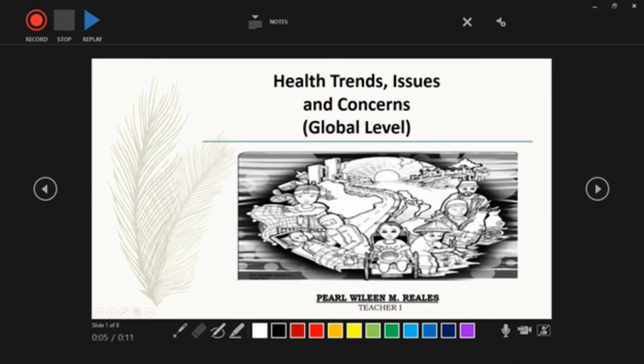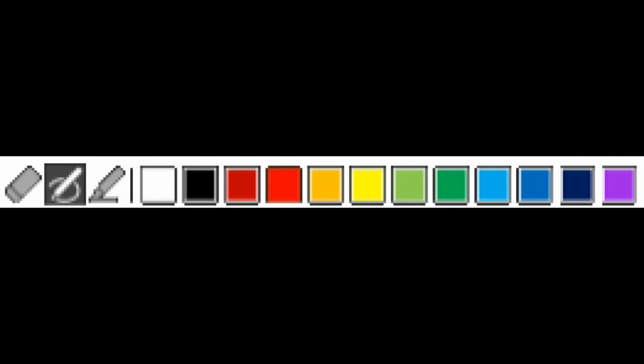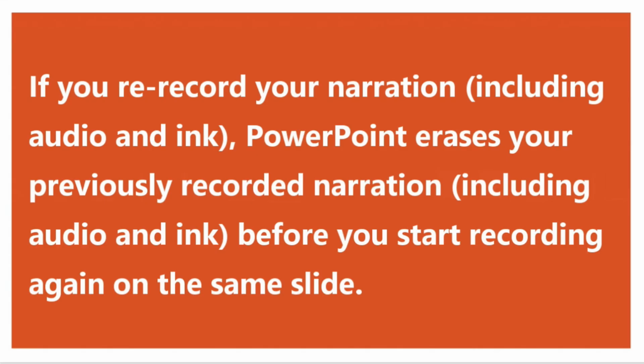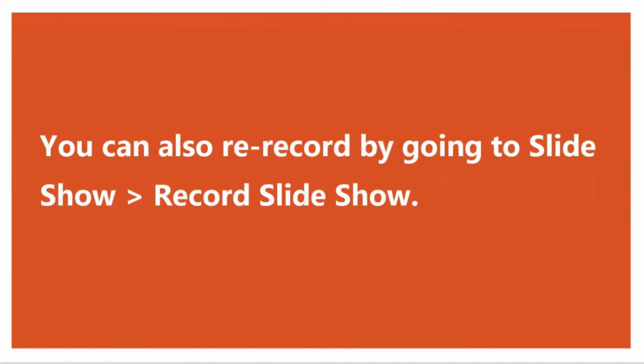You can record audio or video narration as you run through your presentation. The buttons at the top right corner of the window allow you to toggle on or off the microphone, camera, and camera preview. If you use the pen, highlighter, or eraser, PowerPoint records those actions for playback also. If you re-record your narration, PowerPoint erases your previously recorded narrations before you start recording again on the same slide. You can also re-record by going to Slideshow, then Record Slideshow.